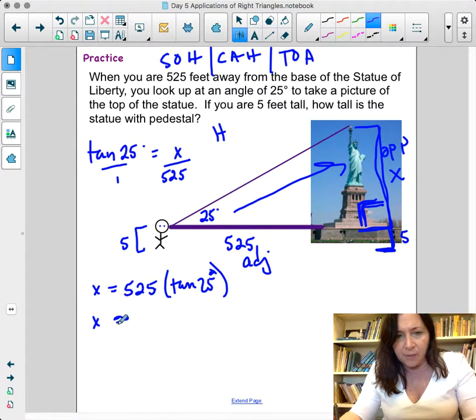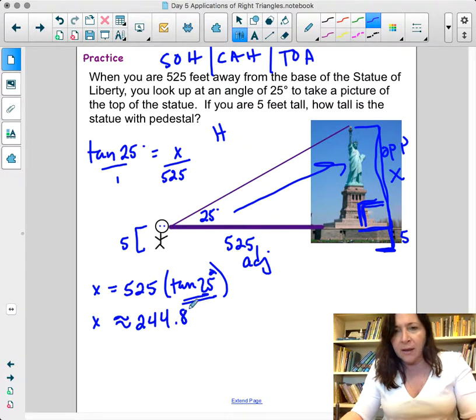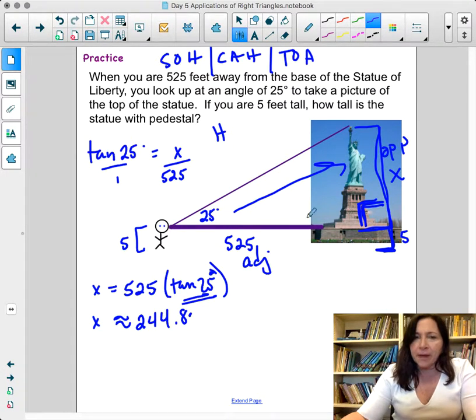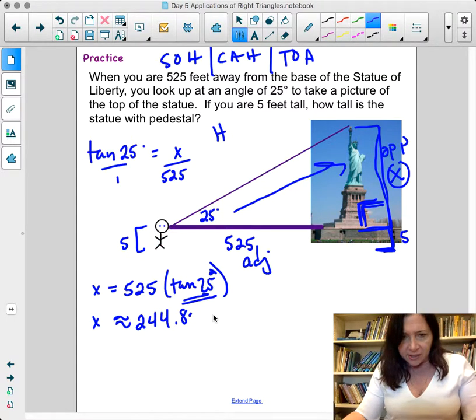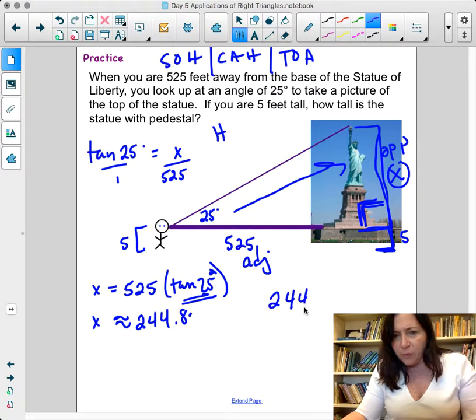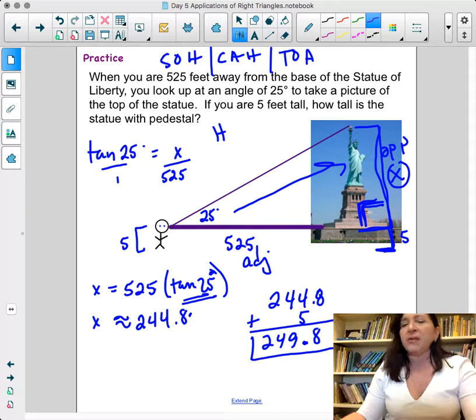And since I did round this value, I'm going to get approximately 244.8 feet up. Keep in mind that that is x right here, but because you are 5 feet tall, and that's where your eyeballs are, we're going to take 244.8 and add 5 to that. So now we have 249.8. So that's how tall this statue is, with the pedestal included.